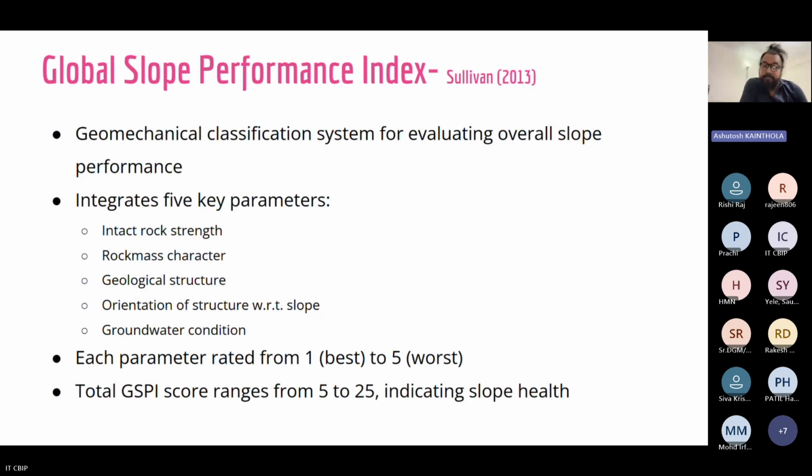And unlike Q system or RMR or SMR, its value ranges between 5 to 25. So higher the score, that means the slope's likelihood of collapse is much higher. Next, please.